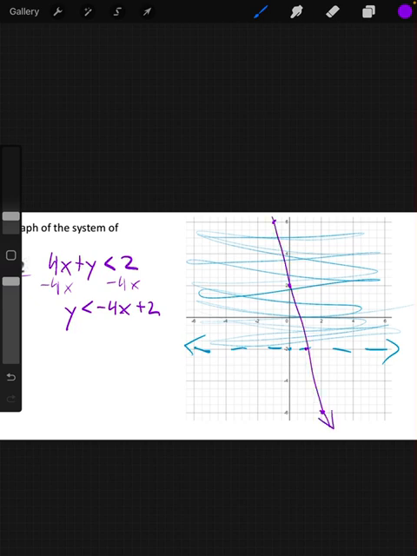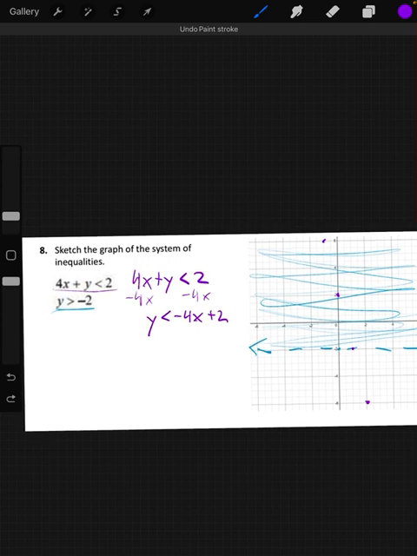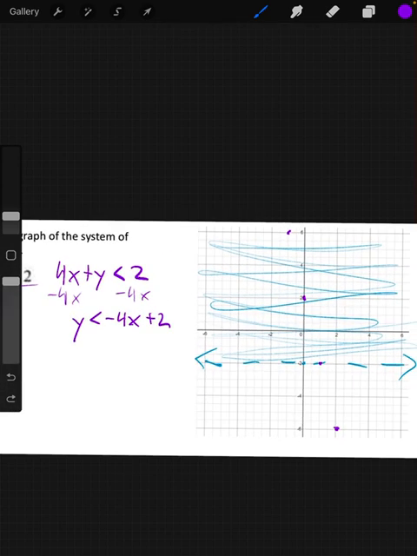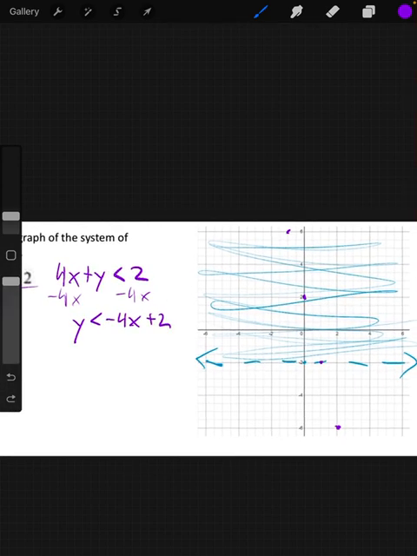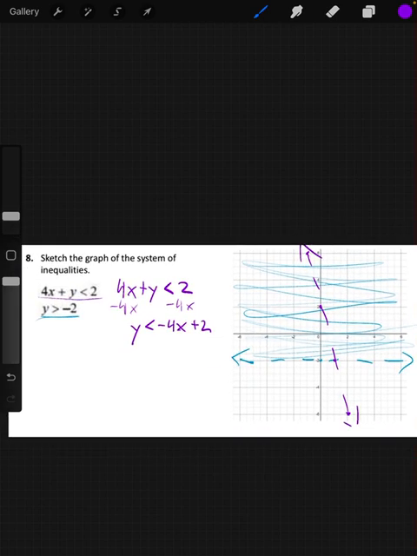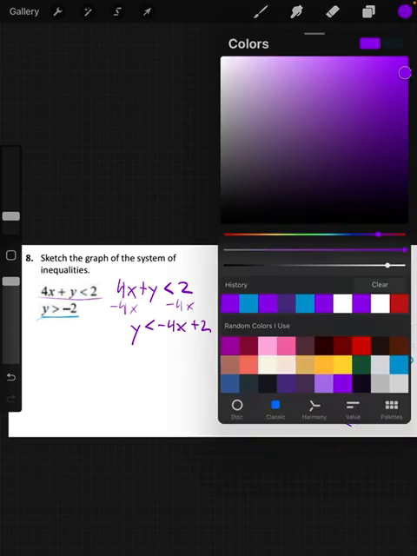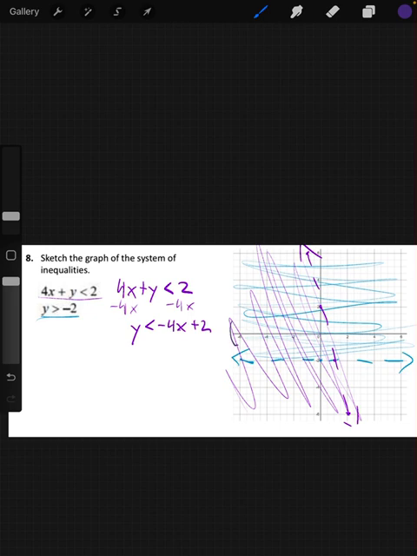And then, it is a dotted line again. And y is less than, so we fill in this area. And our answer would be any point in this area right here.